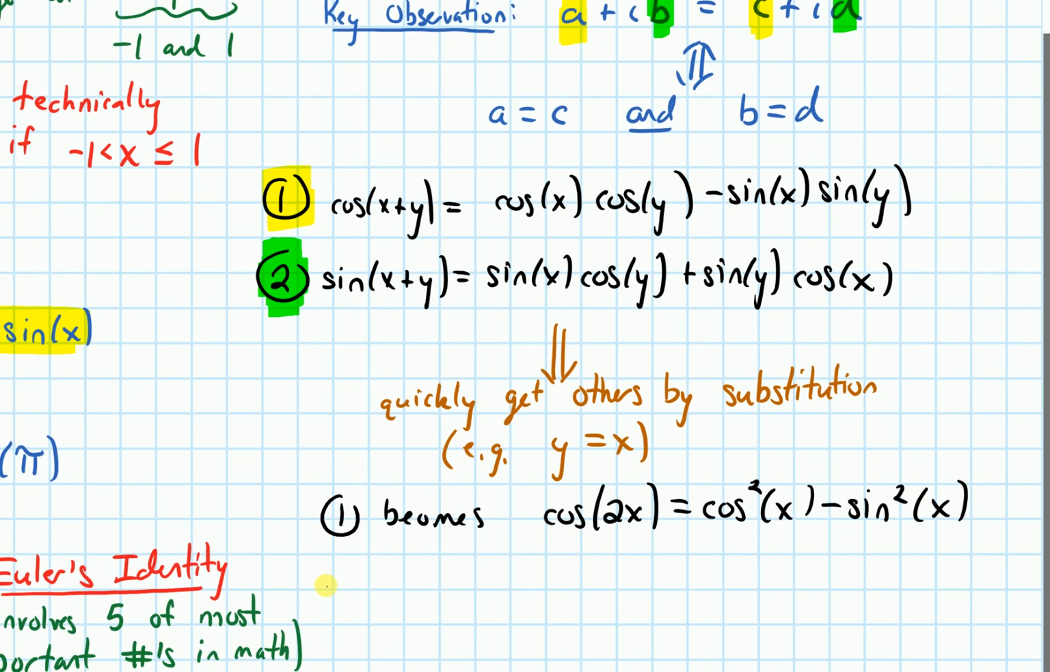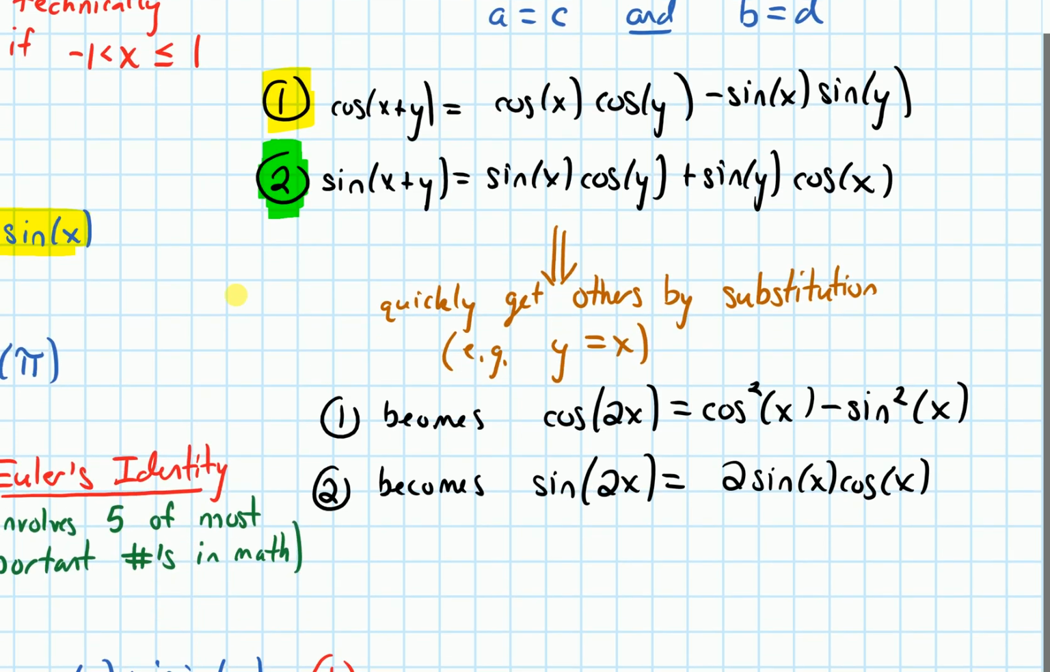In the second equation, what does that become? Well, we're going to get a formula for sine of 2x. Sine of 2x would be equal to, so we'd get, what would we get here? Sine x cosine x first, plus sine x cosine x. So we're adding the same thing to itself. That's 2 sine x cosine x. So we quickly got these two other trig identities from 1 and 2 here.